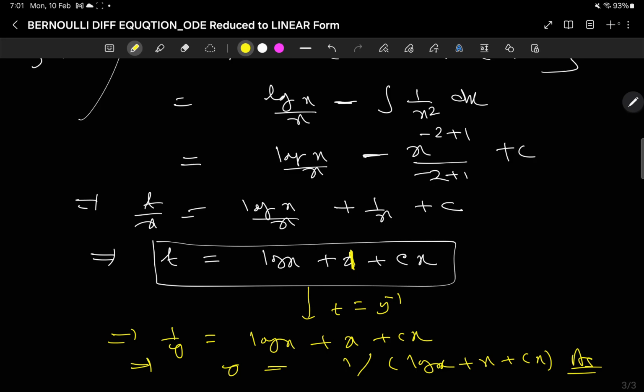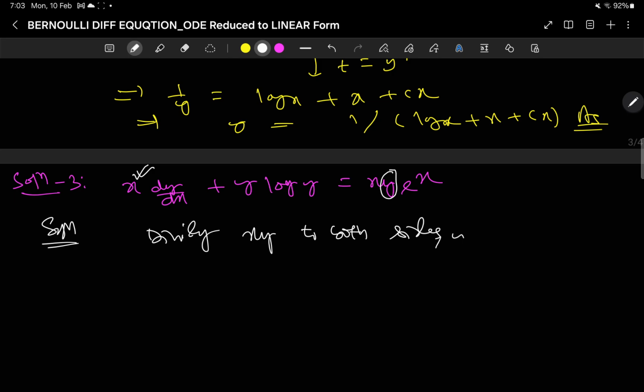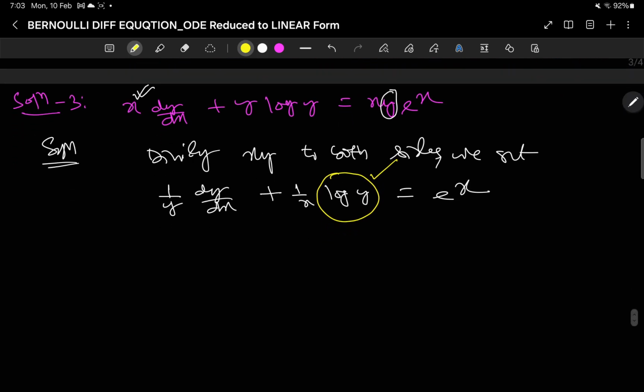Now coming to your example 3. Now coming to the solution of this 3. This is not linear because of this y. Again by principle we should divide it, bring 1 the coefficient here. So now you divide this x into y throughout. Okay, dividing xy to both sides. We get 1 by y dy by dx plus 1 by x log y is equal to e to the power x. Then by rule we have to substitute this is equal to some other variable.